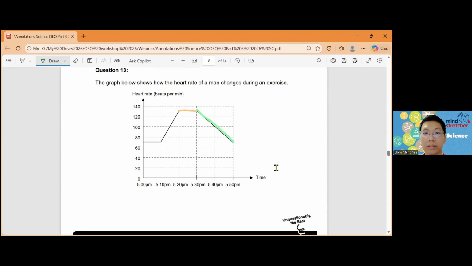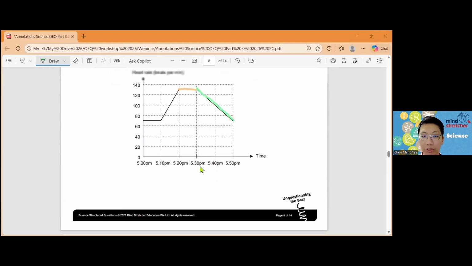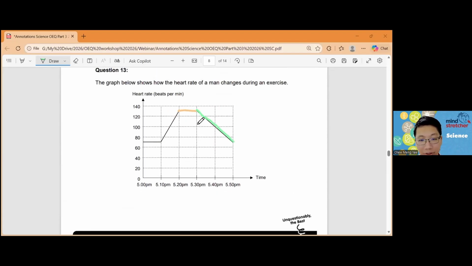5:50. Okay, so is this one trend or two trends? It has to be two trends, right? I have two colors here. First trend is horizontal, a flat line, right? From 5:20 to 5:30. So you have to state two relationships here, two ranges. From 5:20 to 5:30, what happens? From 5:30 to 5:50, what happens? So you just describe accordingly.